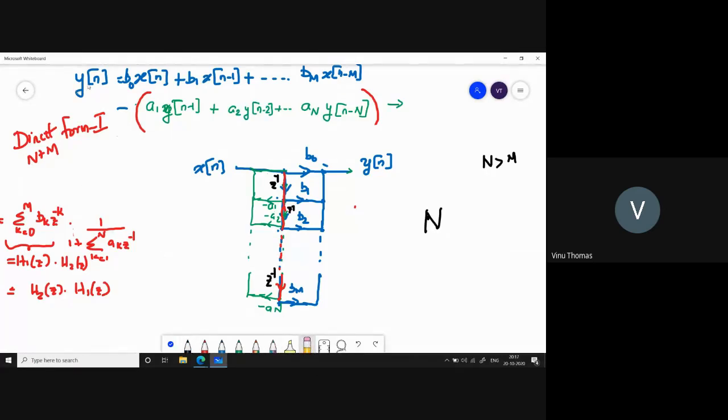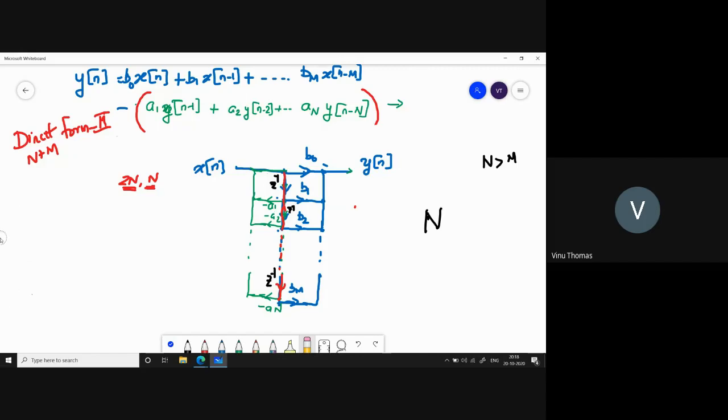And this structure, what you have seen now, is called the direct form 2 structure. This is known as the direct form 2 structure. So obviously you see that the direct form 2 structure requires a much lesser number of memory locations. For example, if n was taken equal to m, for the direct form 1 structure you require 2n locations, and for the direct form 2 structure you require n locations. So you see that the direct form 2 structure is much more optimal when compared to the direct form 1 structure in terms of the number of memory locations that are used.